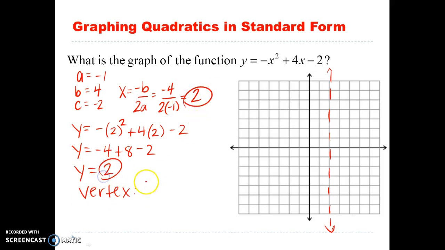My vertex is (2, 2). I'm going to go over here, find (2, 2), put a point. And then if you look at your jumps, my a value is 1, so my jumps are going to be normal. However, there's a negative, which means it's flipped. So when I go over 1, instead of going up 1, I'm going to go over 1, down 1. Over 1, down 3. And then you can reflect your points. And notice, where's my y-intercept? Whoops. It's at negative 2. That is your c value in your standard form. So this is how you graph from standard form when you are graphing by hand.